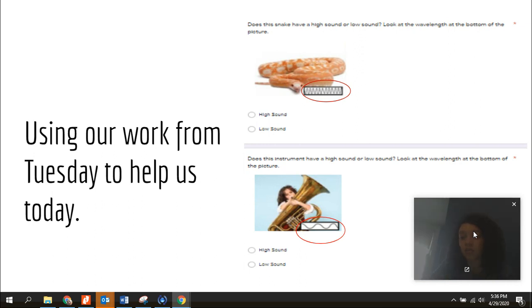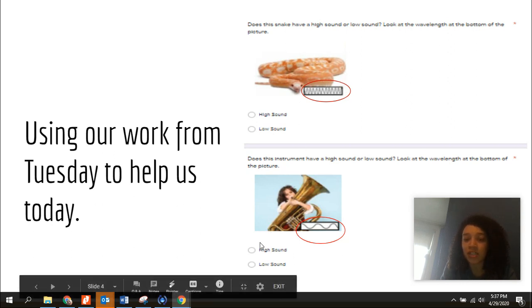On Tuesday, your exit ticket question had like 4 different sounds. I want to zoom in on this snake sound as well as the instrument sound. Now, we had to distinguish between whether the sound was high or whether the sound was low. So when we were here, we realized that this is a high sound because of the way that the wavelengths are. They are very close together. They're higher up than the other ones. So if we look here for this instrument, we know that's probably going to have a low sound just because the wavelength here is very long and drawn out.